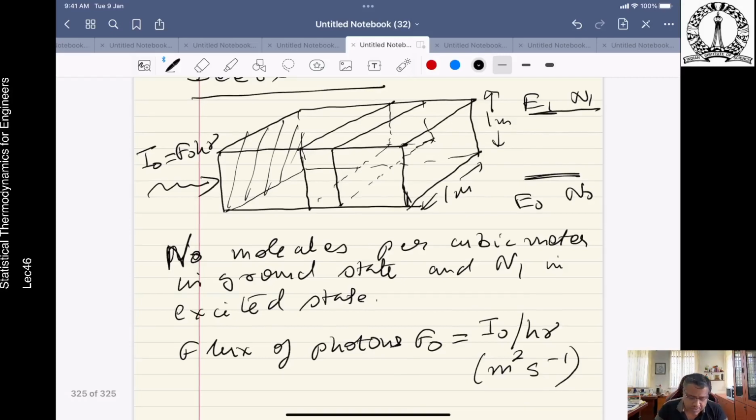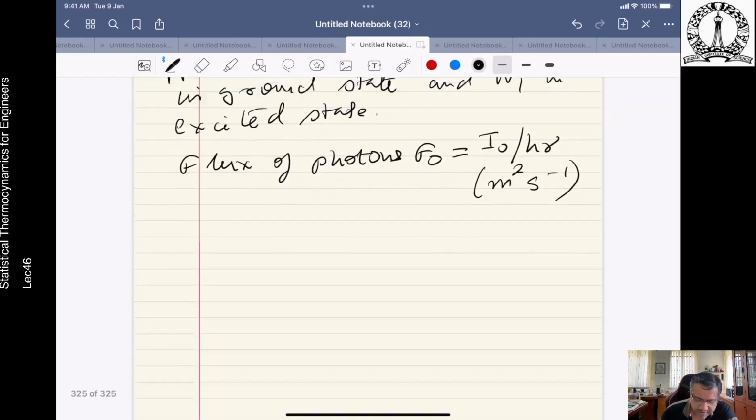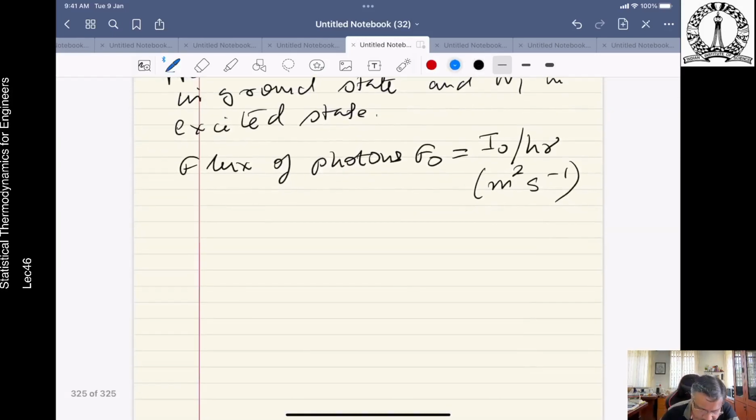So all these photons, what will they do? They will travel through the system and they can be absorbed or they can induce stimulated emission. So what is the intensity of the radiation after a distance L, with a differential section dx? So this is the distance L of the box. These photons can either be absorbed or trigger stimulated emission. So what is the intensity after a certain length L in this box? Let us do that.